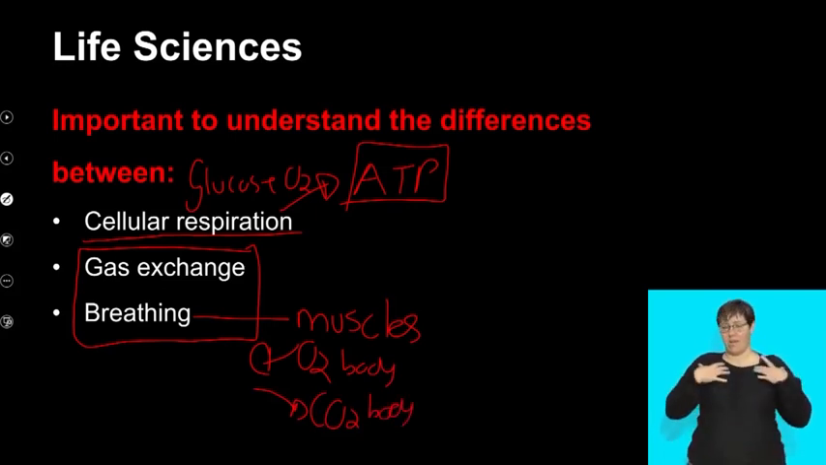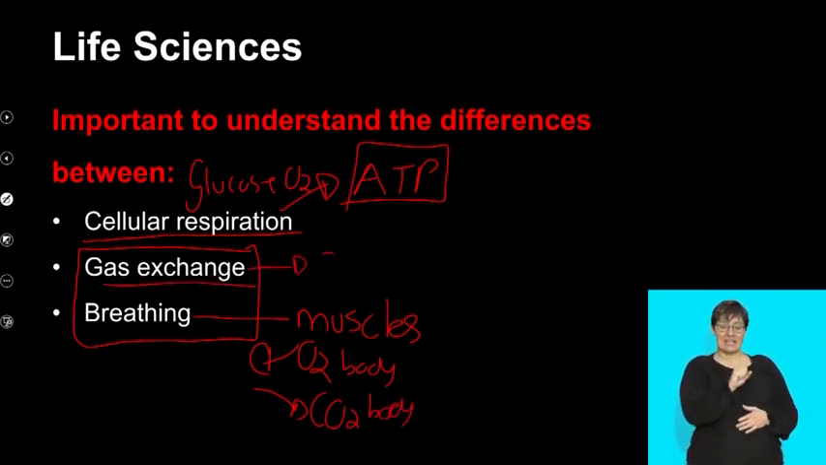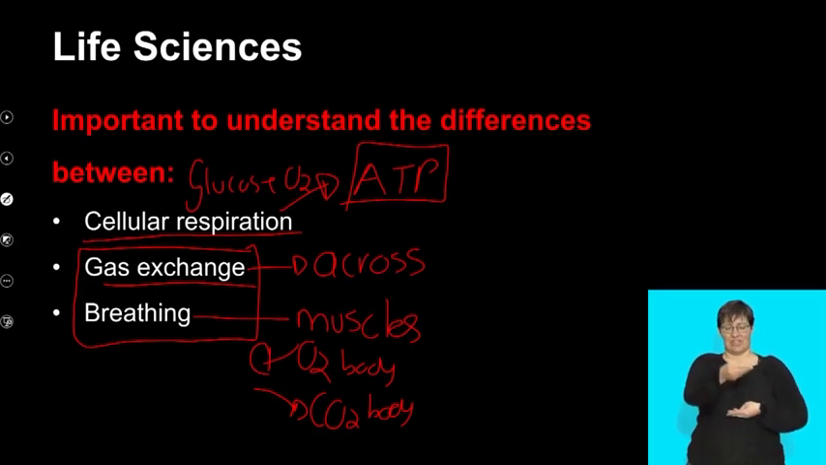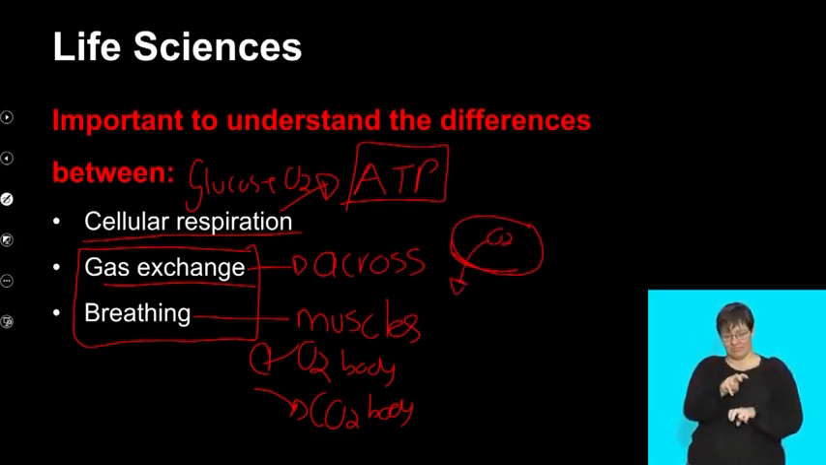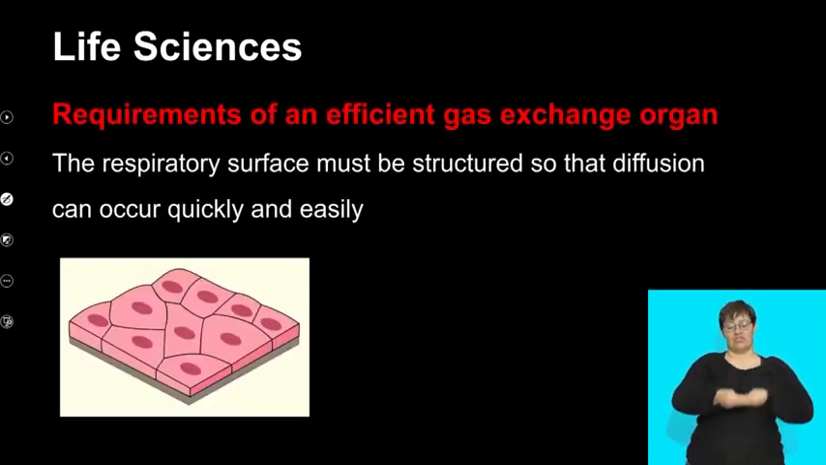And gaseous exchange occurs across an exchange surface. So here where we had oxygen and carbon dioxide coming in, here we have a barrier. There's a surface over here. Oxygen must move in one direction, and carbon dioxide must move in the opposite direction. And in doing so, we're going to exchange gases.